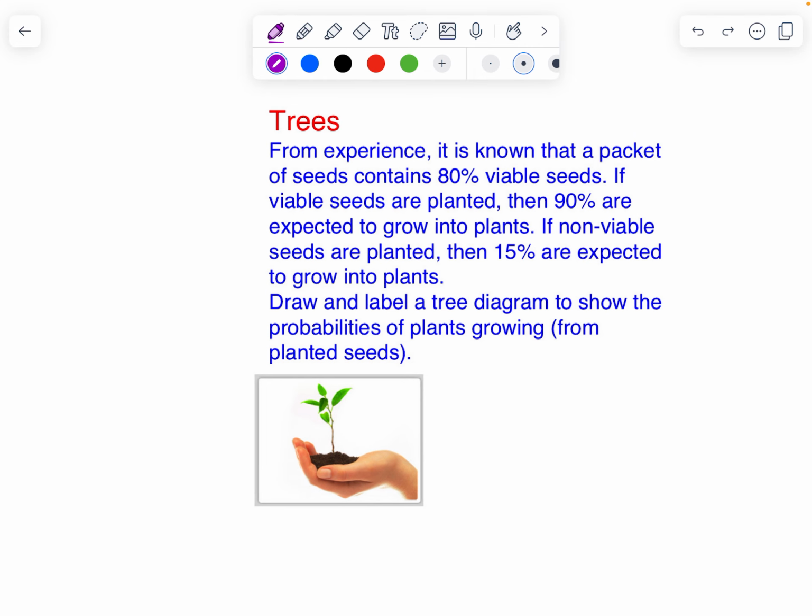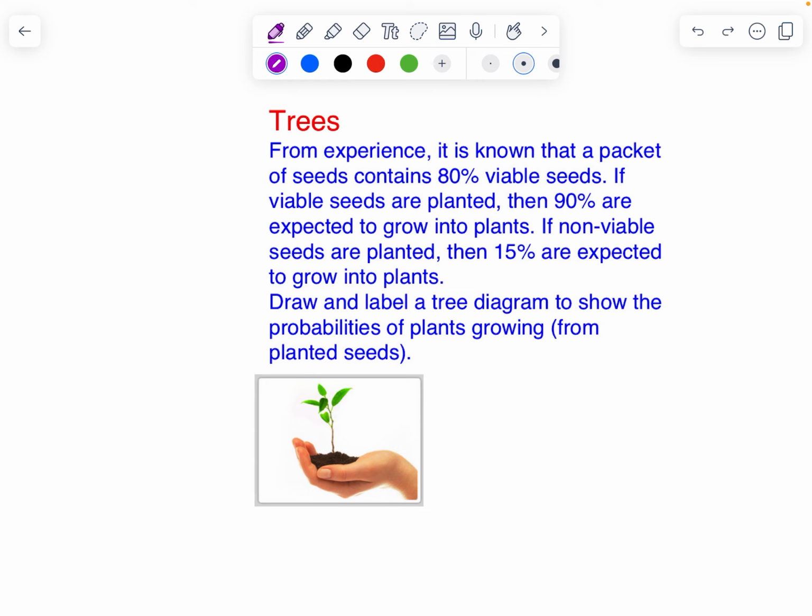From experience, it is known that a packet of seeds contains 80% viable seeds. If viable seeds are planted, then 90% are expected to grow into plants. If non-viable seeds are planted, then 15% are expected to grow into plants. Draw and label a tree diagram to show the probabilities of plants growing.